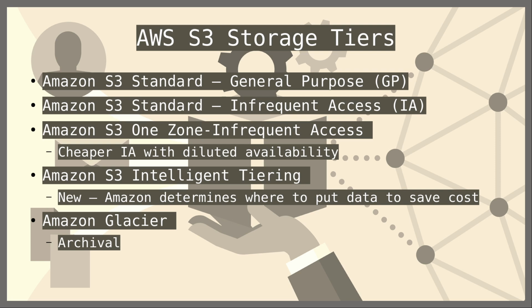Then there is something new that has been introduced, which is intelligent tiering, where we leave it to Amazon to decide where to put data in order to save cost. And then finally, there is Amazon Glacier, which is a very useful way to store data, especially if you are looking just to archive it, and it's very cheap. But we have to keep in mind that the response we get when accessing data will be the slowest when it comes to Glacier.